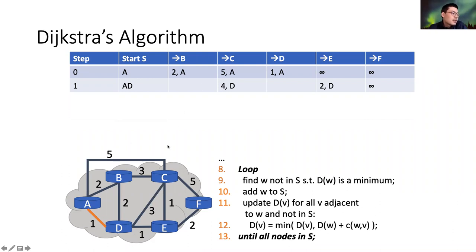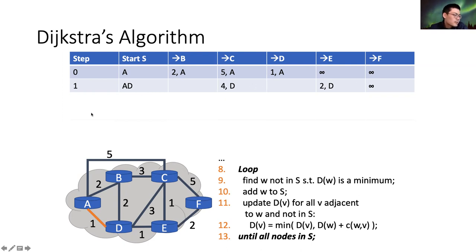But once this is updated, here are the distances to everyone else. Initially, A to B is 2, that's why this is 2. A to C is 5. Now, because we touched D, 1 plus 3 is updated to 4, routed through D instead of going directly from A. To D is 1, this is why it's final. Then E and F are not directly reachable, initially infinity, from A.